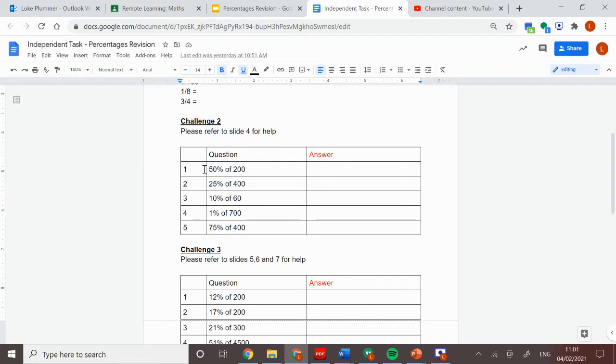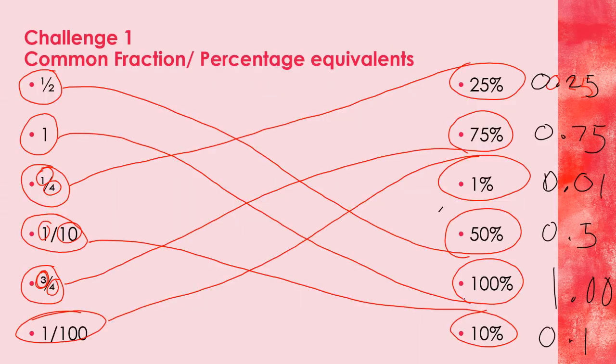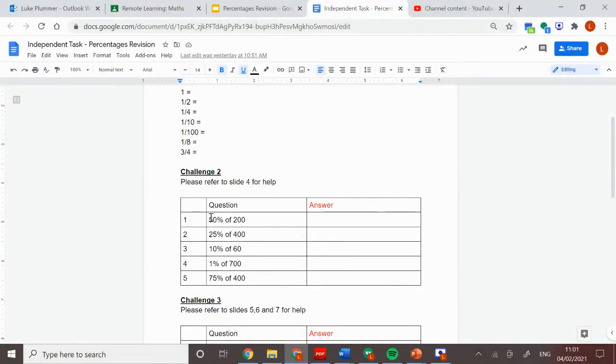Challenge 2 is asking us to find the percentage of a whole number. So 50% of 200, or 25% of 400, and so on. What this question is asking you to do is to recognize, okay, I know that 50% is the same as a half. I know that from the previous slide. What this question is asking me to do is find half of 200. Well, what is half of 200? You should be able to work that out mentally. That answer is 100. Of course, if you can't work that out mentally, to find a half of something, you need to divide it by 2.